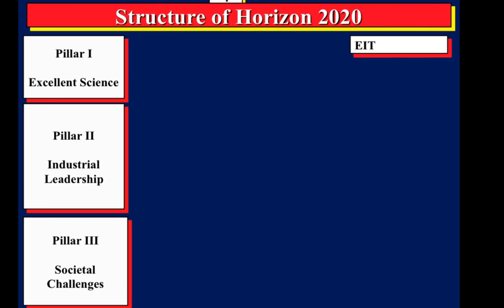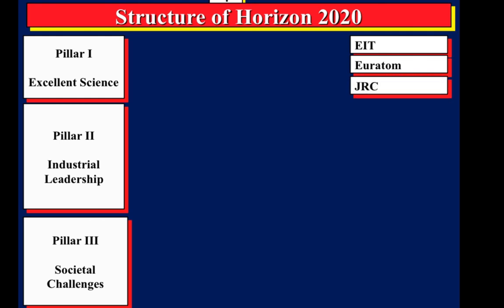There's the European Institute of Innovation and Technology. This funds innovation at a regional level. There's a program called Euratom, which looks at nuclear research, that's fusion and fission. And the European Commission has 7 institutes of their own called the Joint Research Centres, and this programme is for them.